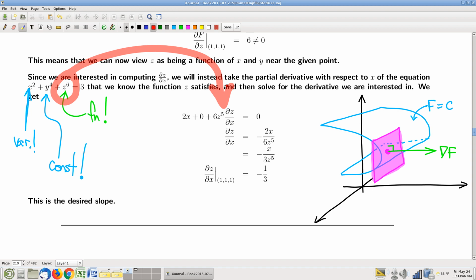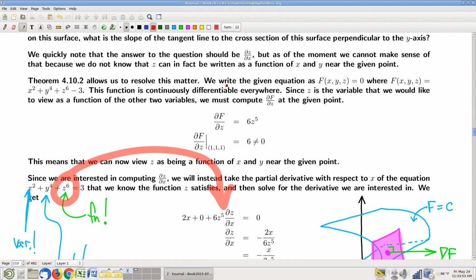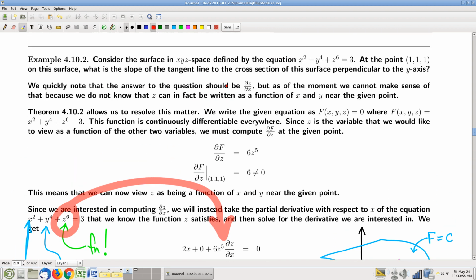Are you saying y is a constant because the surface is perpendicular to the y-axis? I am. Perpendicular to the y-axis is why I'm interpreting the answer that I'm looking for as the partial of z with respect to x. Because if you're moving perpendicular to the y-axis, then you're moving in the direction of the x-axis. Does that make sense? Mm-hmm.